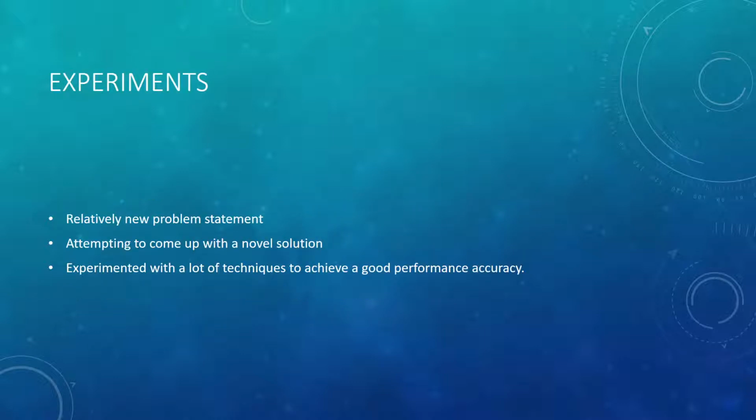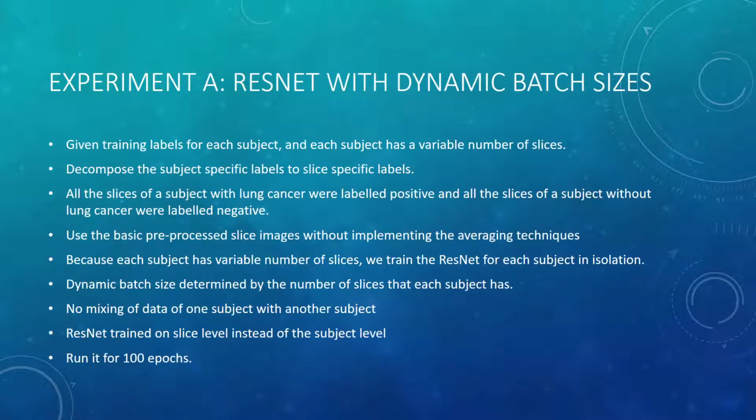Now we will talk about the experiments that we performed. The problem statement that we're working on is a relatively new problem statement. So we tried to experiment with a lot of new techniques, different kinds of techniques, to find out which worked the best for this kind of data set. We basically performed 3 kinds of experiments.